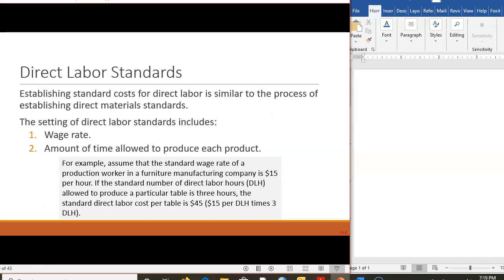For labor standards, these are set much like the material standards. We have a wage rate that we pay our employees, and then we have an amount of time that it takes to produce each individual product. So we're talking about a production worker in a manufacturing facility here. They get paid $15 per hour, and they predict that it takes 3 hours to make this particular table. Therefore, the standard direct labor cost per table is $45. That's their $15 direct labor rate times the 3 hours required to make the table.